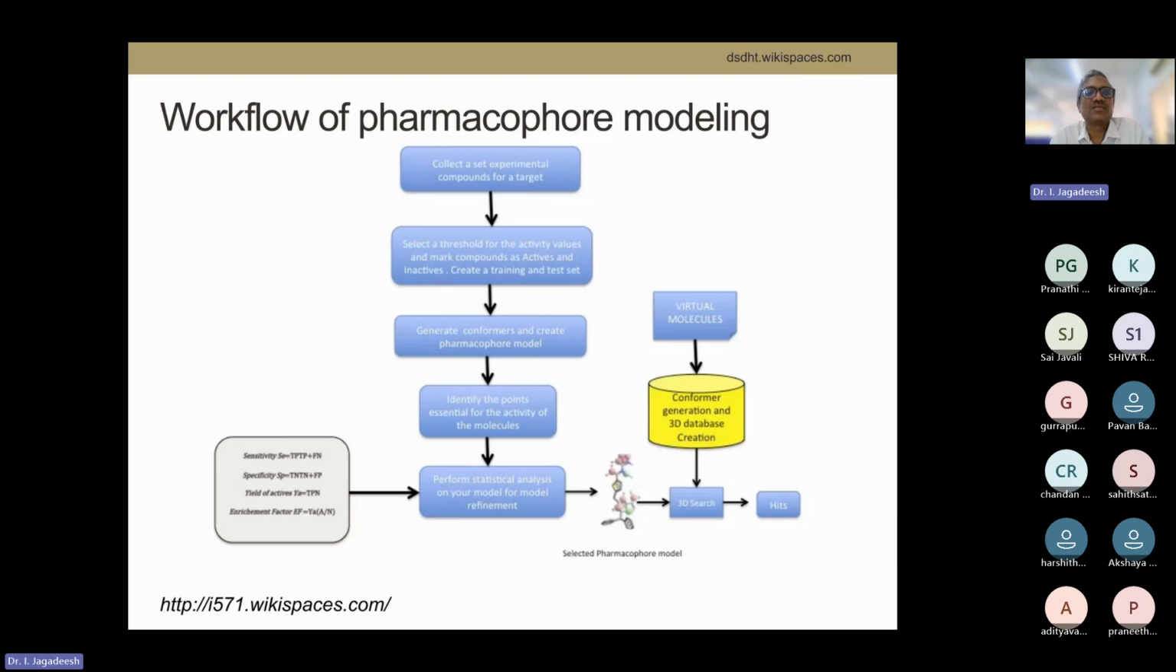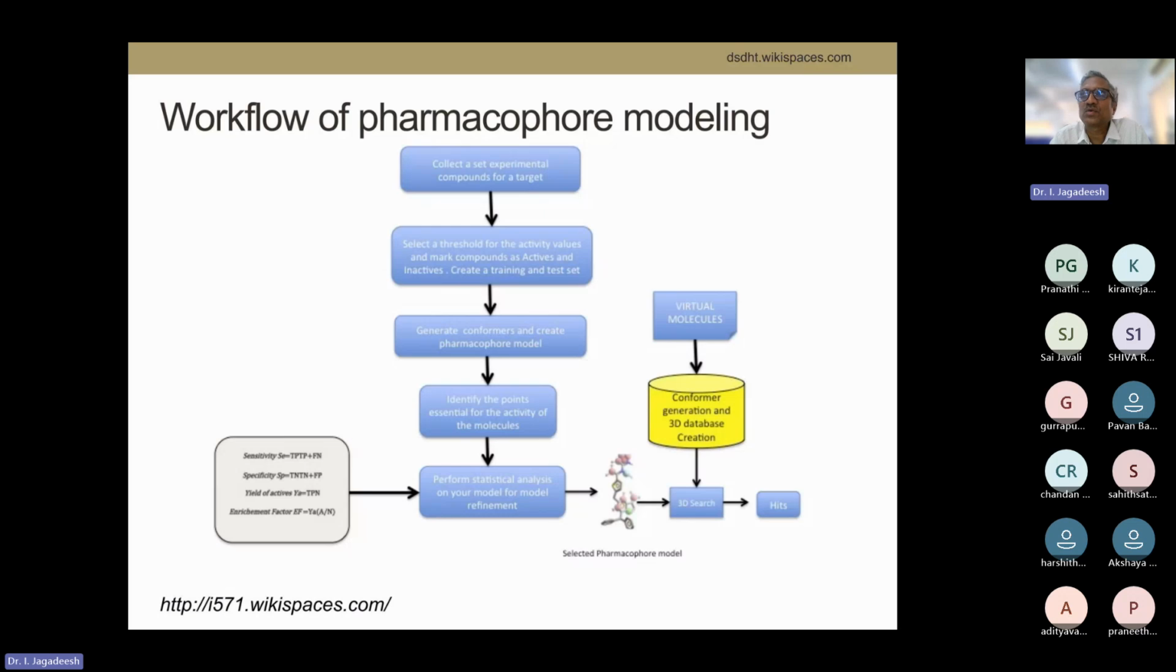Now, what is the workflow we need to follow? That is very important for us, how to proceed in pharmacophore modeling. Collect a set of experimental compounds for the target. So we have a number of compounds, and we know the target structure. Select the threshold for the activity values and mark compounds as actives and inactives. Create the training and test set.